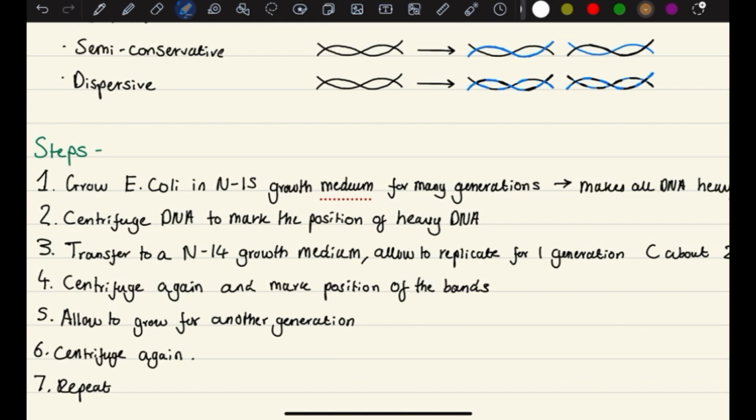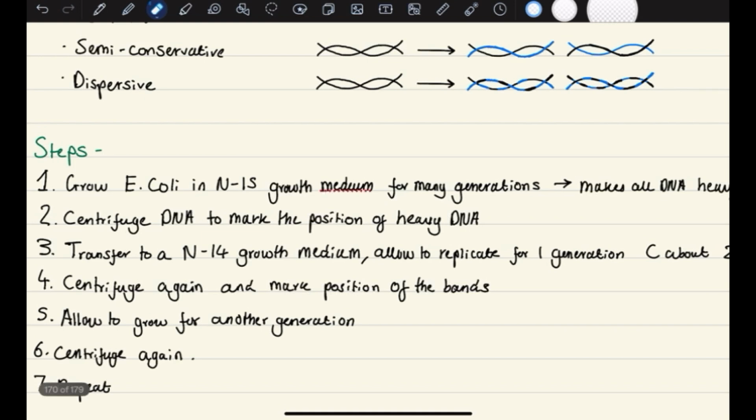Like we said, it grows really rapidly. So each generation is only like 20 minutes. And they let it replicate for another generation. Then they said, okay, let's extract DNA. Let's centrifuge again, spun it around, and they marked the position of the bands now. I'm going to show you the results in a second. And literally, repeat that, yeah? Put it back in the nitrogen 14, go for another generation, centrifuge again, keep it going.